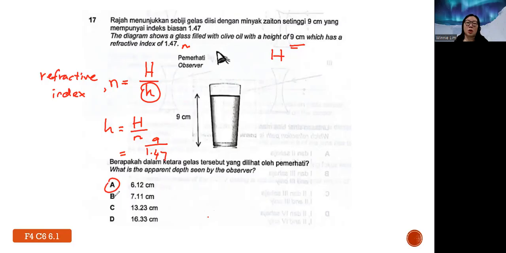Again, if you go based on concept, I always tell students, if you understand what the question is and not just memorizing, sometimes if you're not good in math or you get confused a bit with the equation, you see real depth and apparent depth. Apparent depth is always more shallow. That means it is shorter. So you're supposed to have the mindset that the answer should be less than 9 cm.